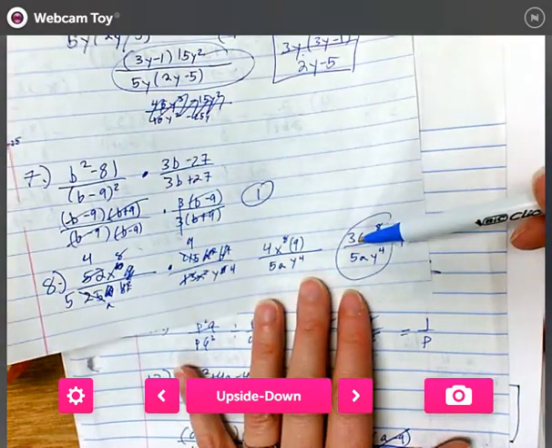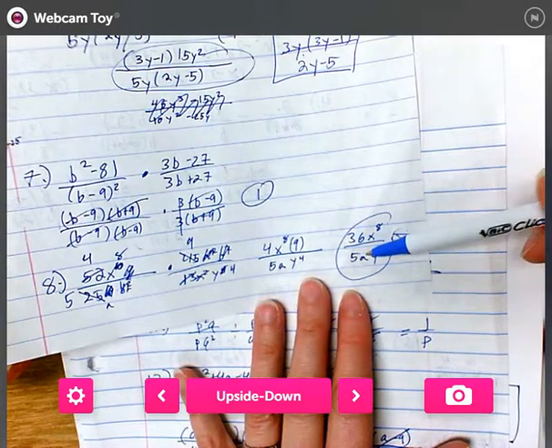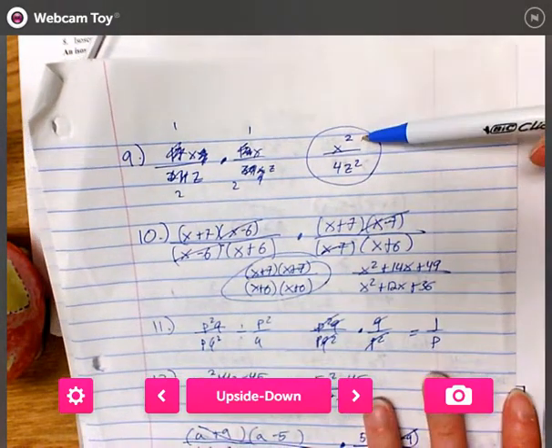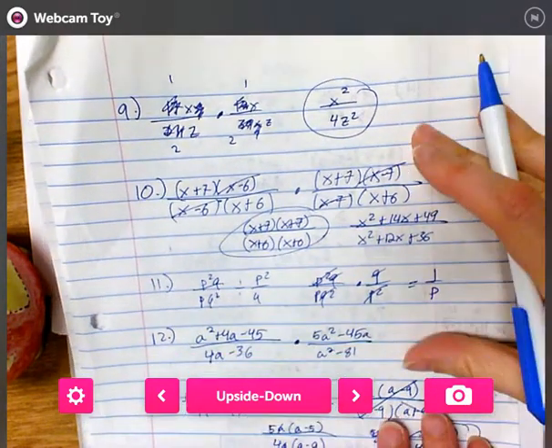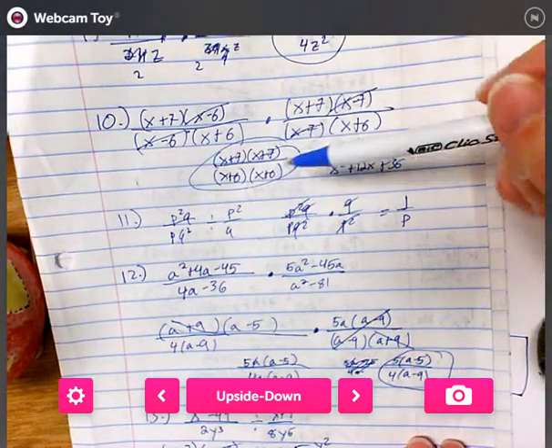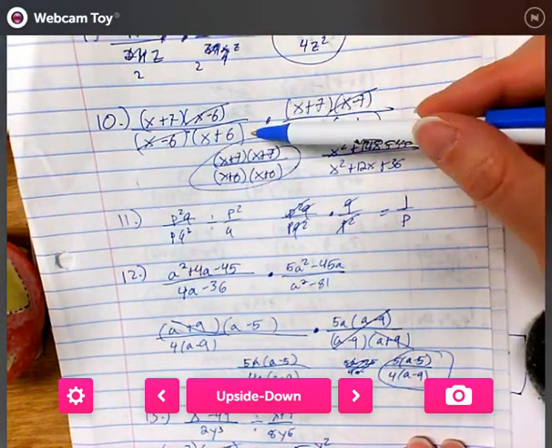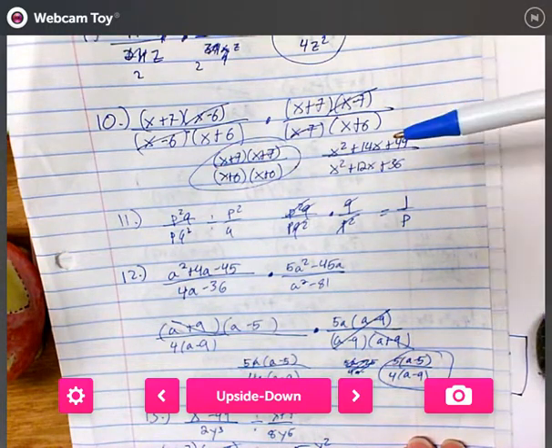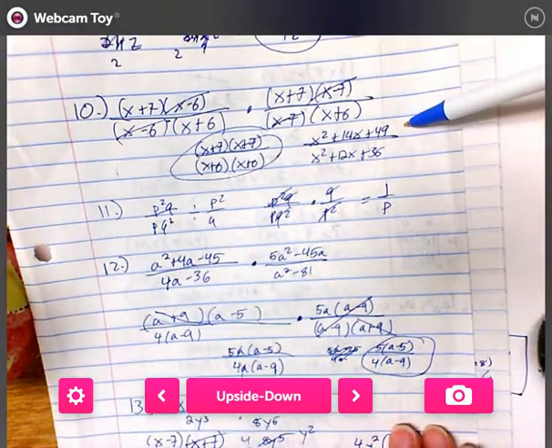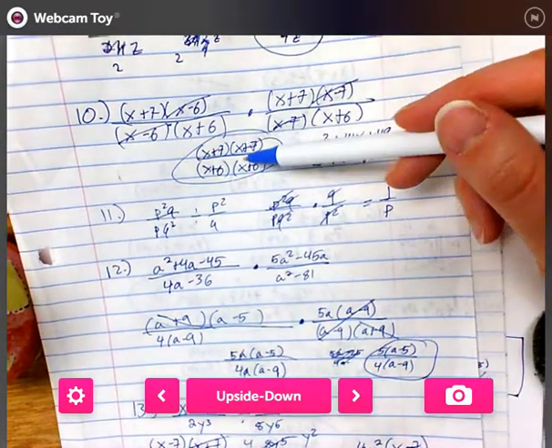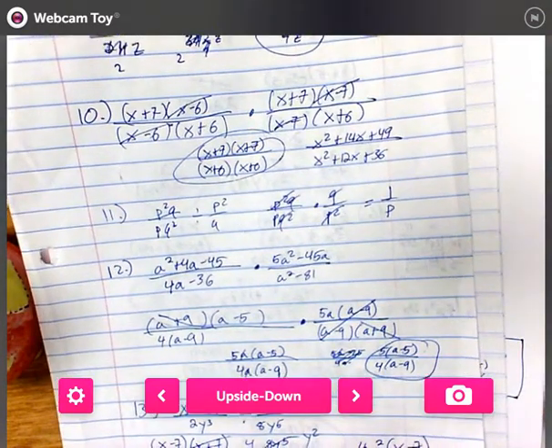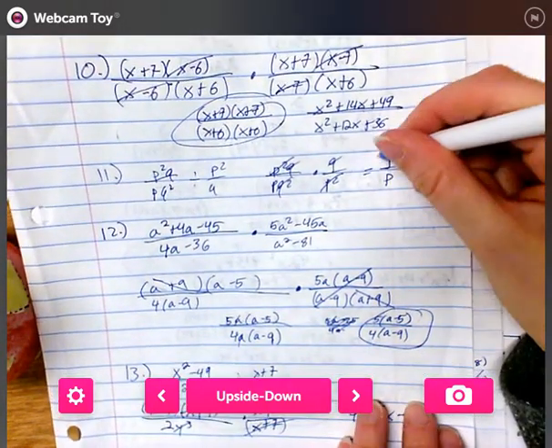Number 8, I get 36x to the 8th over 5a y to the 4th. Number 9, I get x squared over 4z squared. Number 10, you can leave it either way, but I would leave it as (x plus 7) times (x plus 7) over (x plus 6) times (x plus 6). You could do it as x squared plus 14x plus 49 over x squared plus 12x plus 36, but it's more simplified if you factor it out.